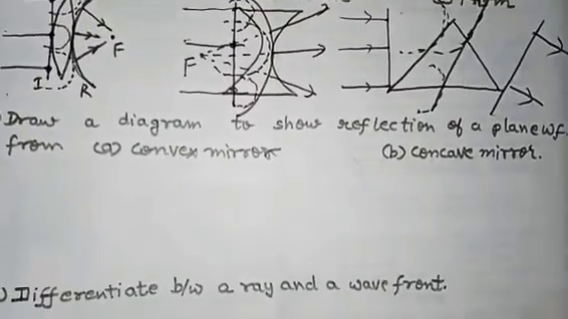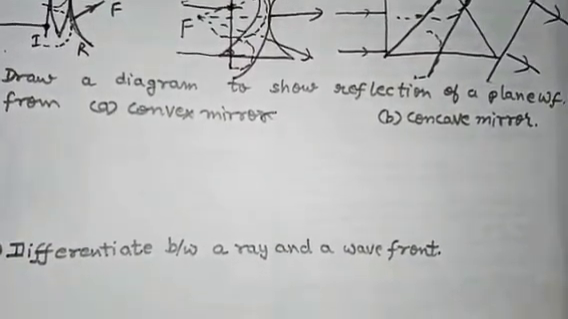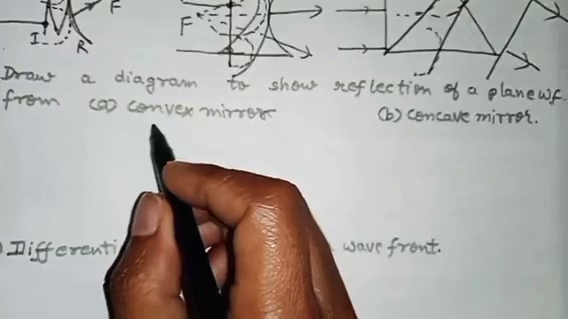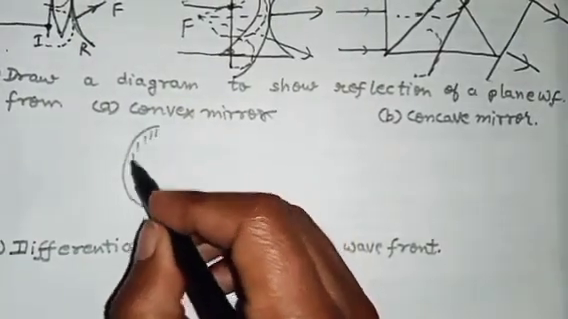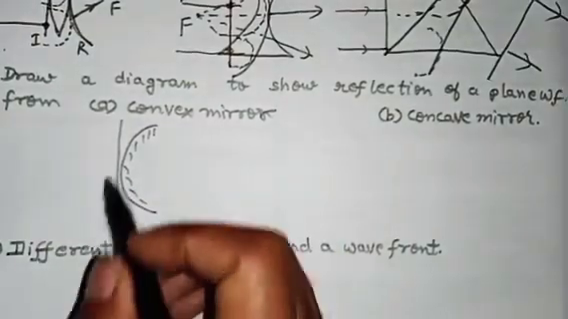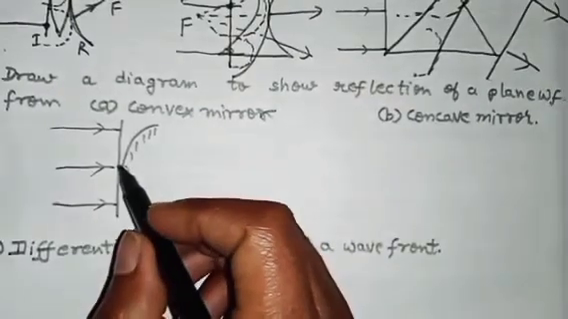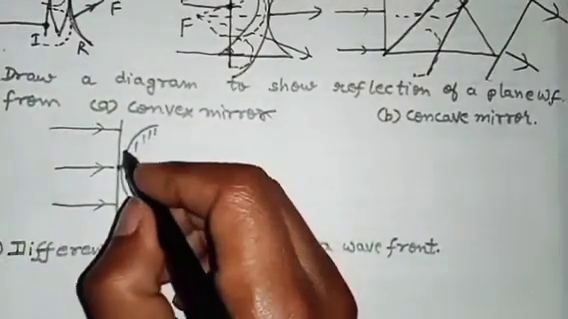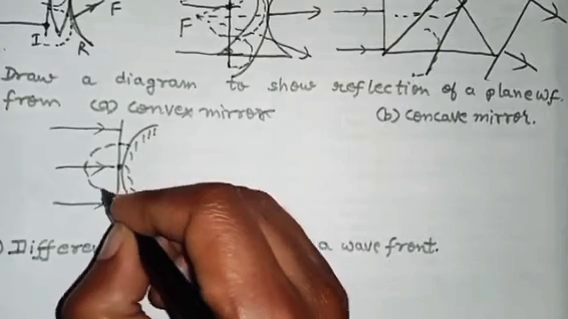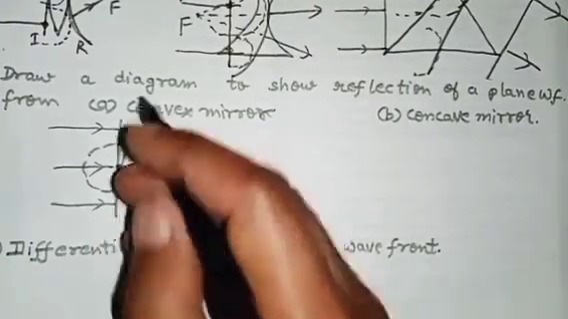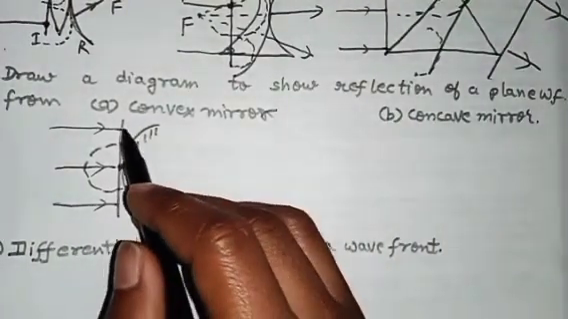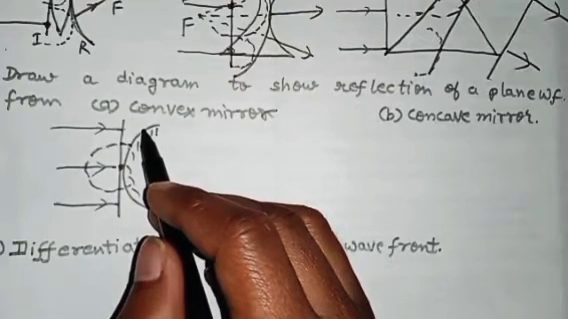Next, draw a diagram to show reflection of a plane wavefront from a convex mirror. So here we have a convex mirror. So again an incident wavefront, and from here it will spread all over, but it can't go this way, so now it will move that way. So it will also spread, but we will consider those waves which emerged out after striking this point.